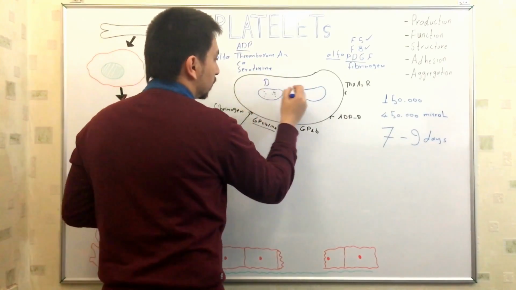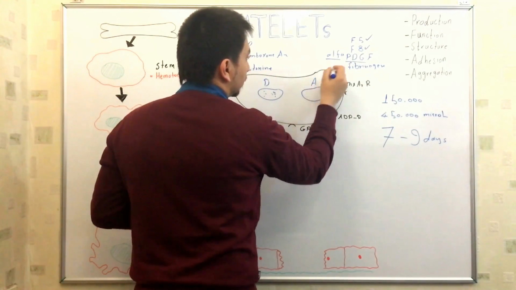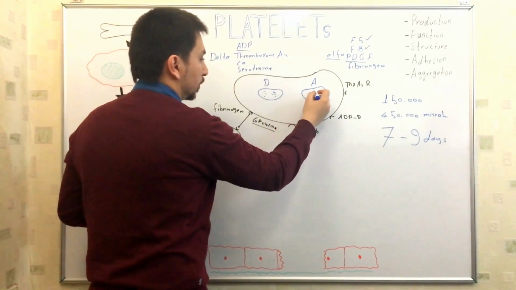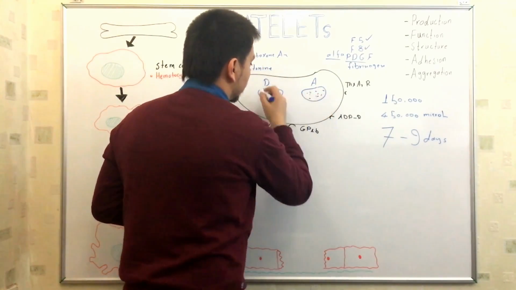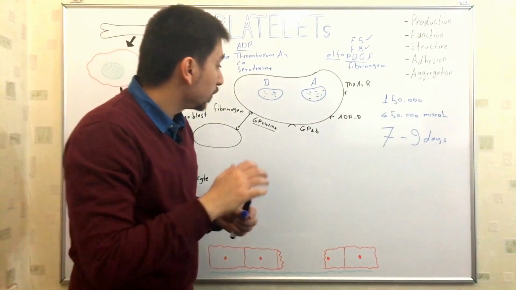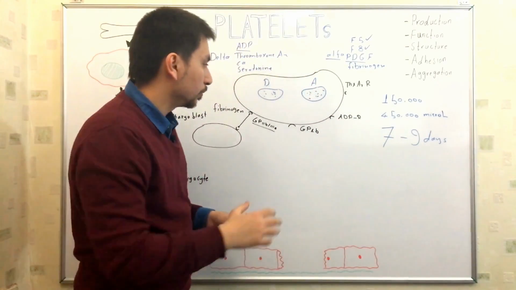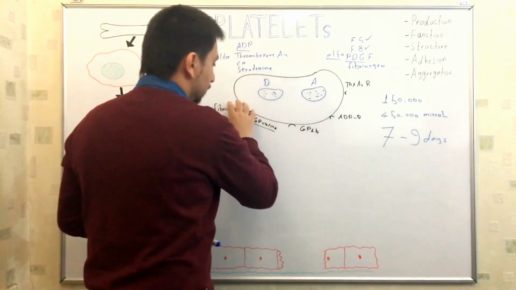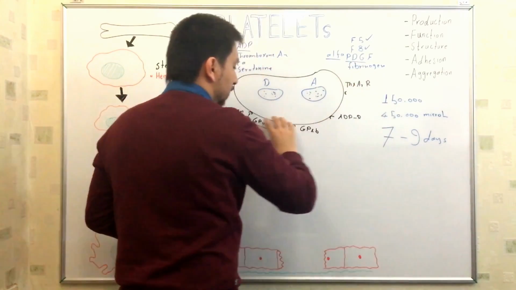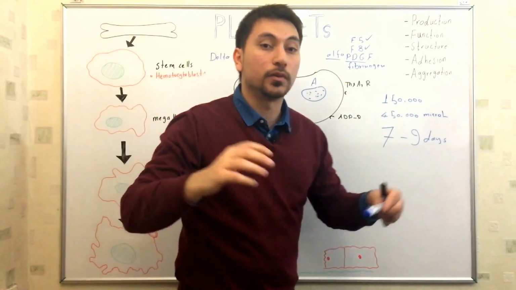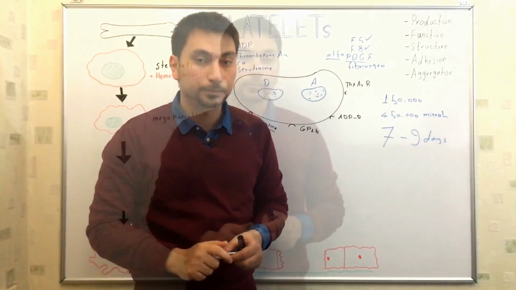So these are four substances which exist in delta granules. This is delta, this is alpha. So here there are some granules inside platelets. This is the most important structure which we need to know, granules, and also another structure, which is the receptors which exist on the surface of platelets.